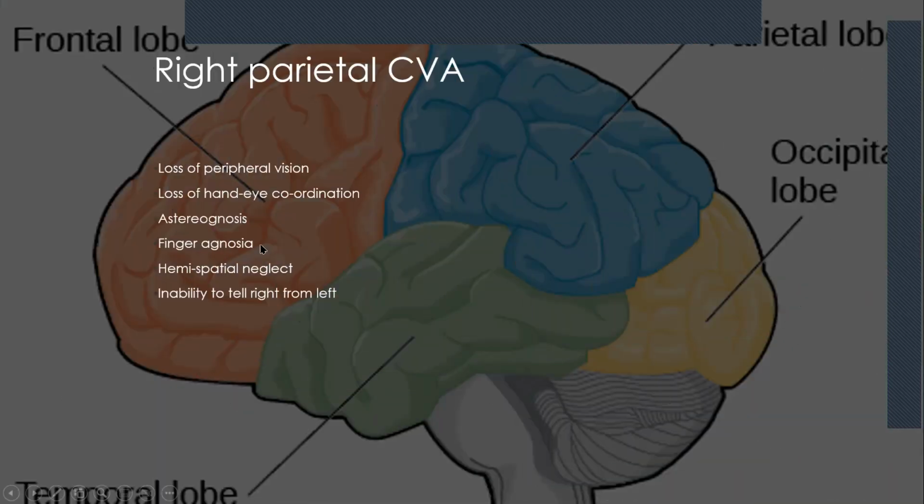Now we're going to concentrate a bit more on the neurology. All right. So let's look at what's happening over here. So this is what happens with the right parietal CVA. All right. So just to remind you, this is occipital lobe, temporal lobe, parietal lobe, frontal lobe. All right. So now we're looking at the parietal lobe.